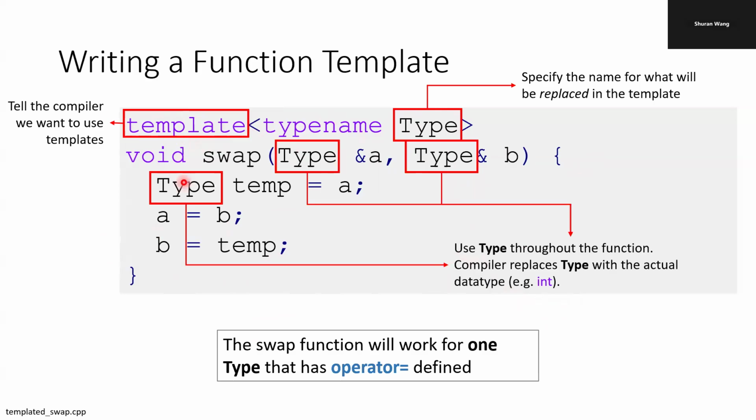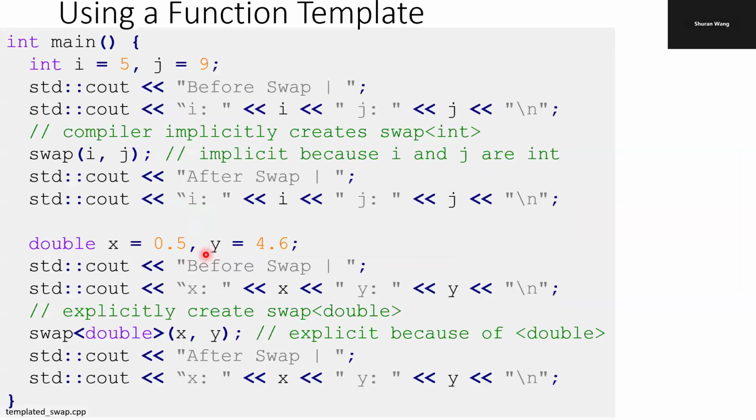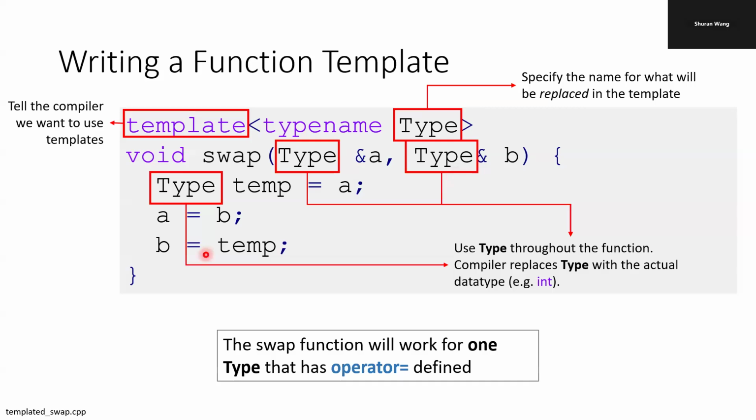And this function will compile if A and B are of the same type, because you're using the same type name for A and B. And it must have the assignment operator defined because it's being used inside the function. Is this clear?